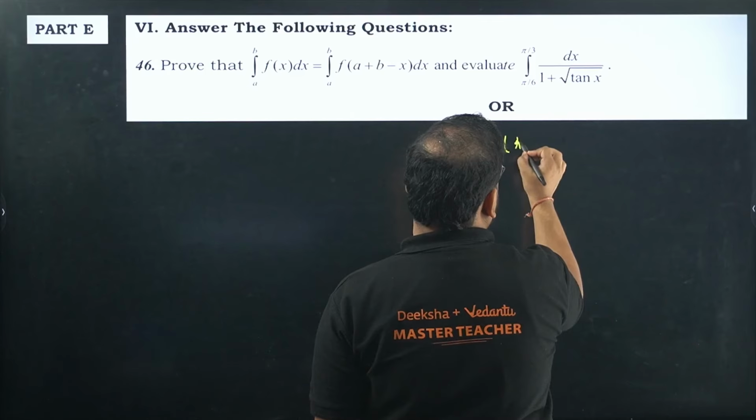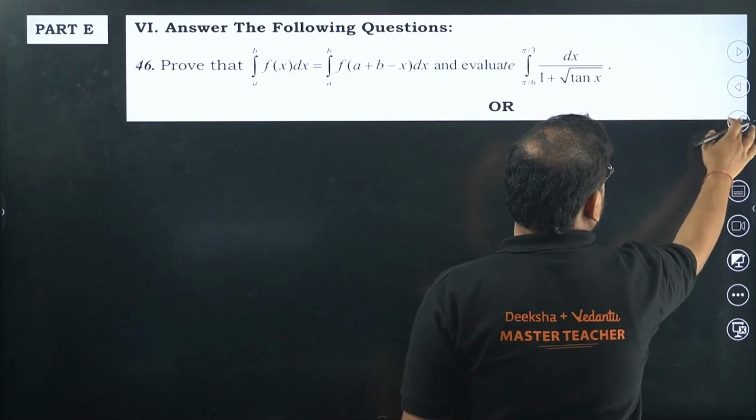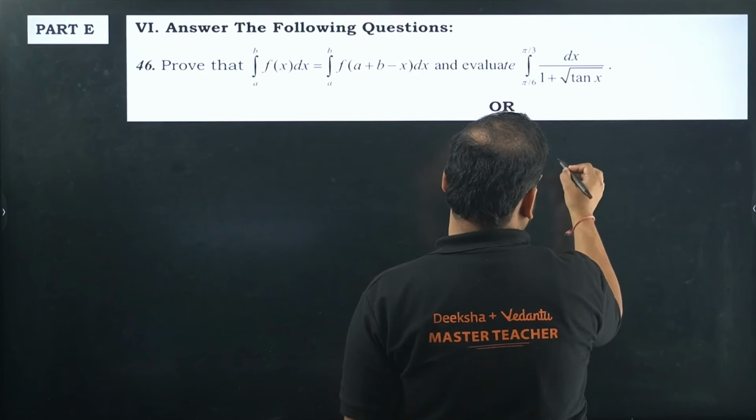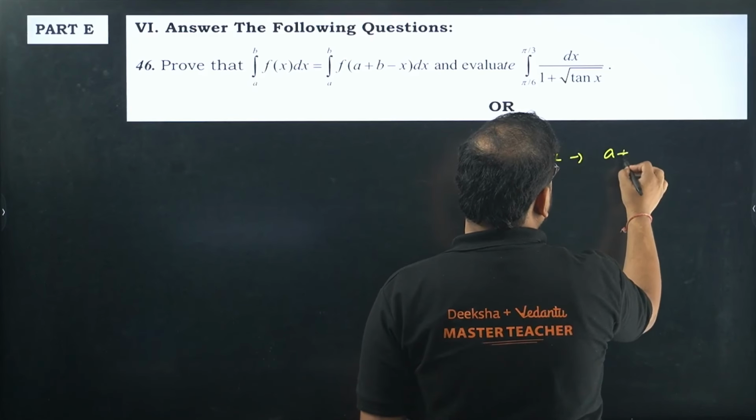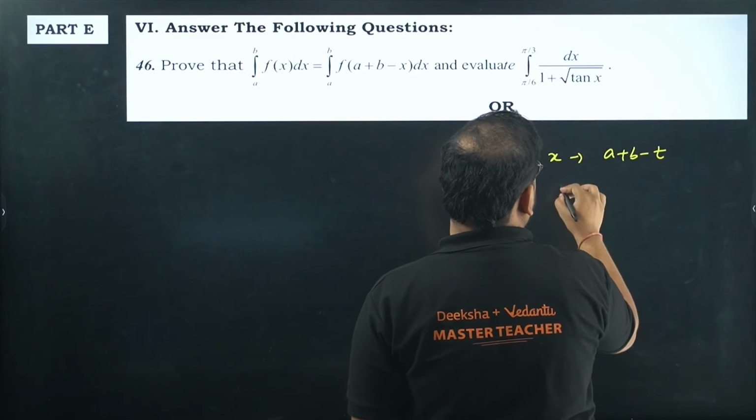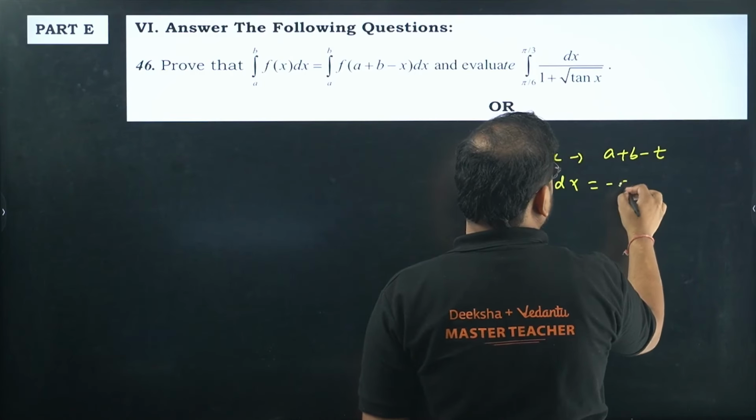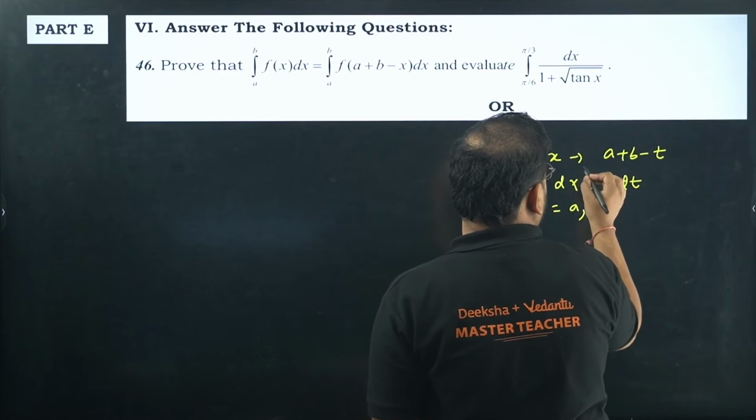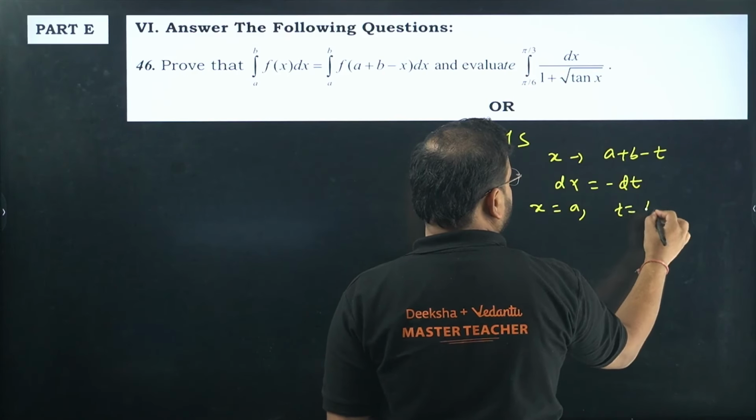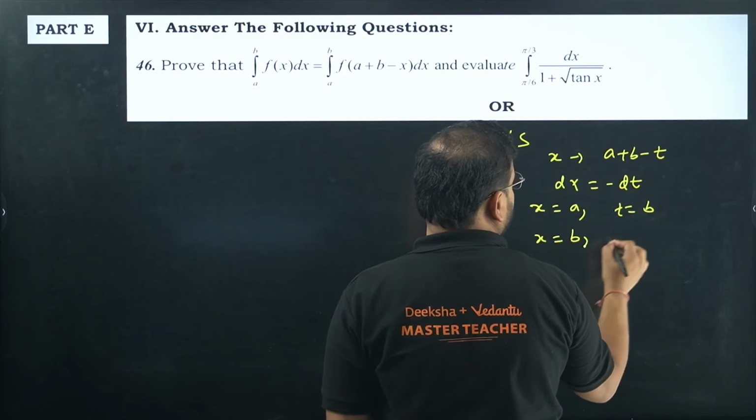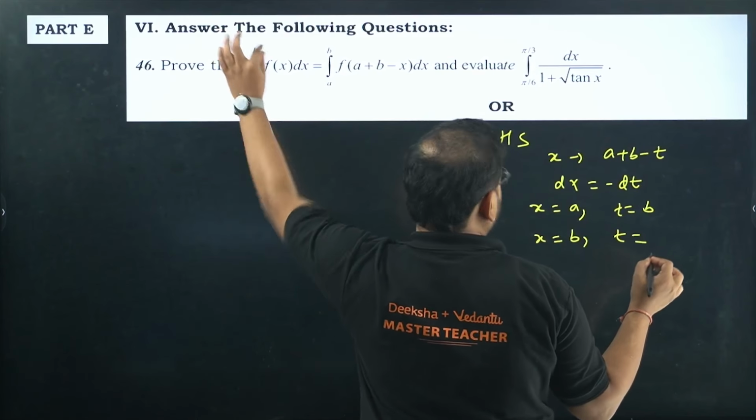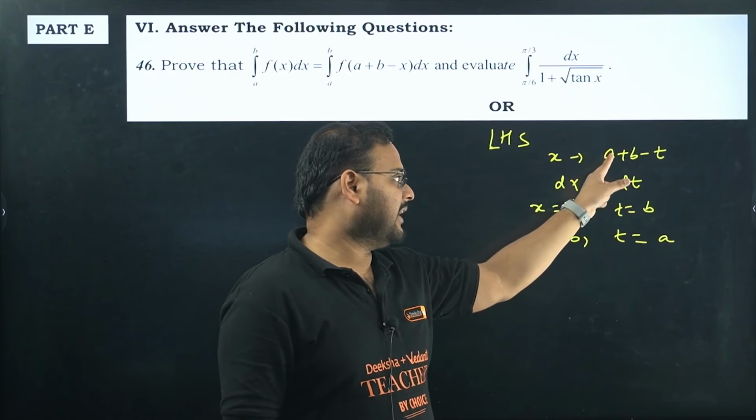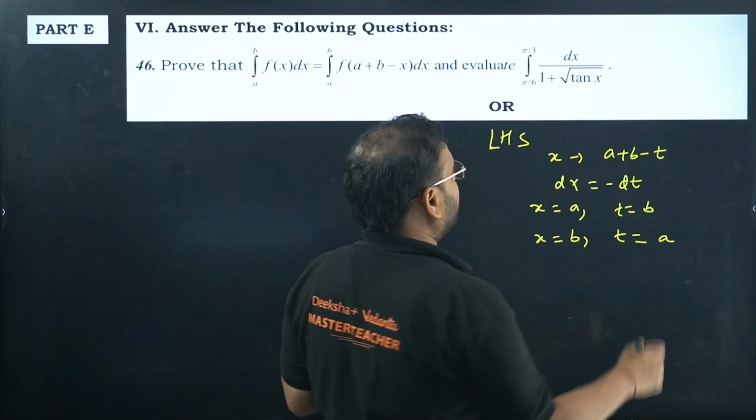in the LHS side, one second, in the LHS side, replace x as a plus b minus t. Differentiate, you will get dx equals minus dt. Limits you can check. When you take x value as a, a cancels, so t becomes b. When you take x value as b, the upper limit, it will become t as a. How come, sir? Put here x value as a and a will cancel. Okay, not making sense right now.